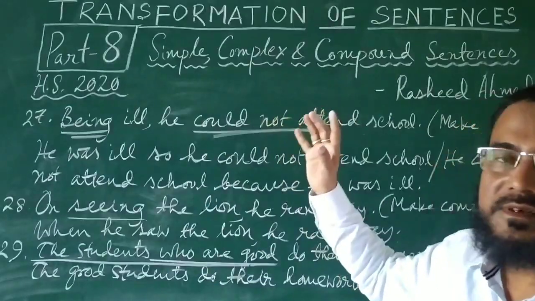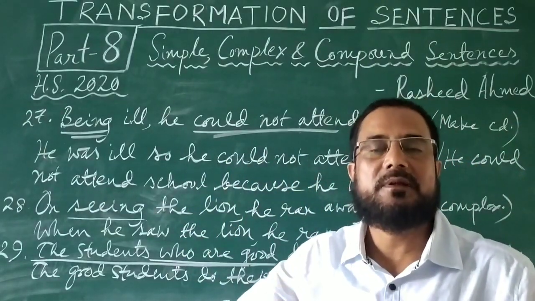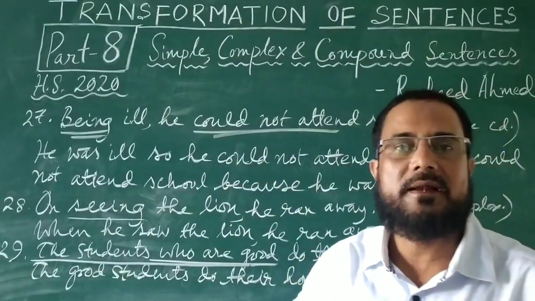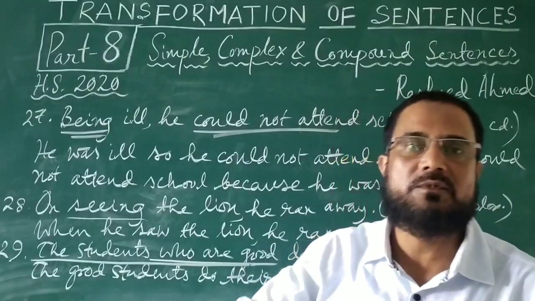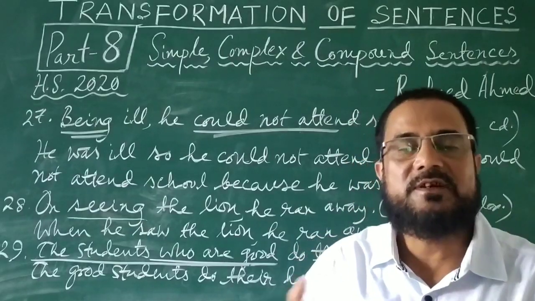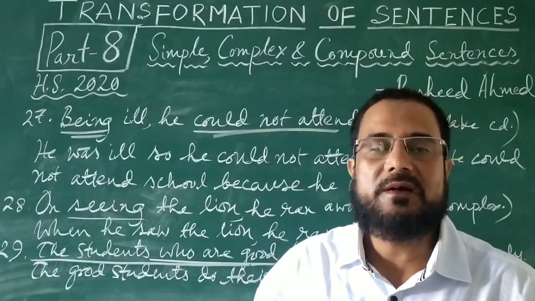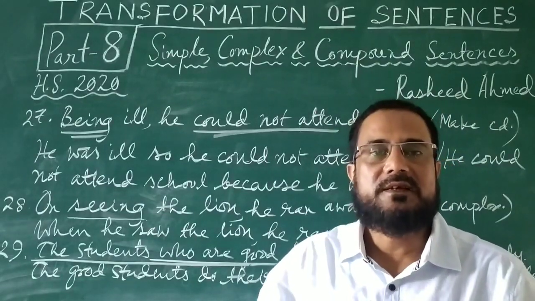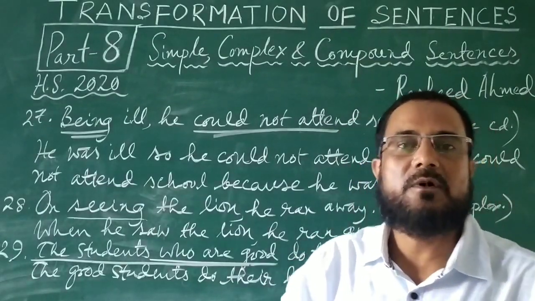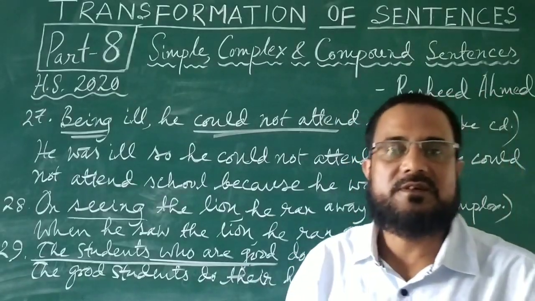But this transformation of sentences will continue. In the next videos we will make interchange between assertive, imperative and interrogative sentences, and from affirmative to negative and vice versa. We will discuss how to change from assertive to interrogative, interchange between assertive, interrogative, optative, exclamatory, and between affirmative and negative, etc.